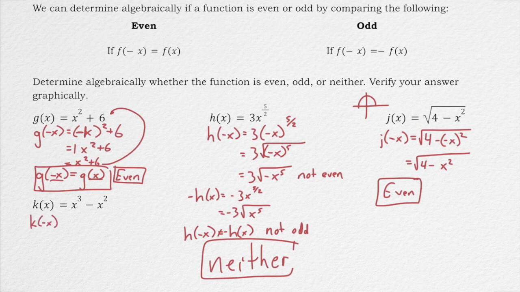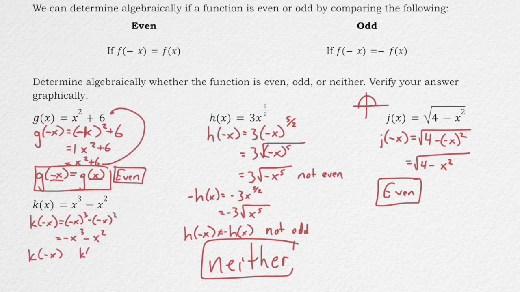Again, I'll start by looking at k of negative x, which would be negative x in parentheses cubed, minus, and then again negative x in parentheses squared. Now cubing a negative keeps it negative, so negative x cubed, but here squaring a negative makes it positive, so minus from here, but then positive x squared. Now this is not the same as the original, which means it's not even.